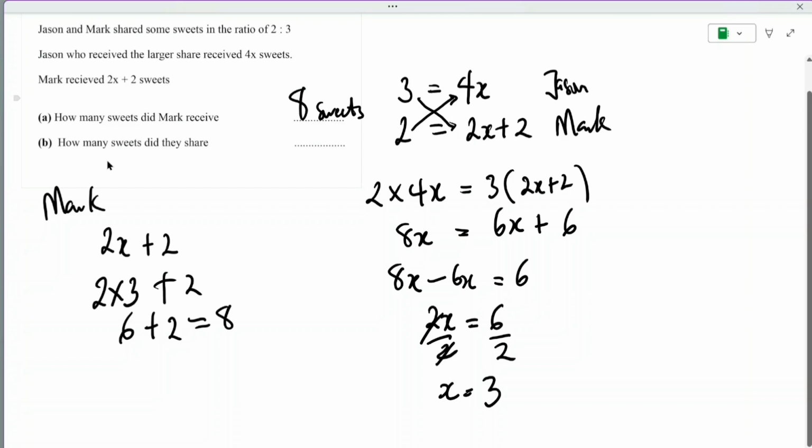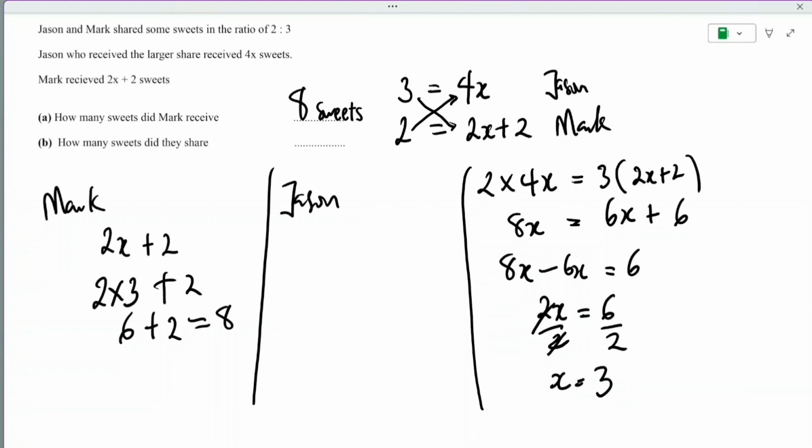Question B says, how many sweets did they share? To know the number of sweets they shared, you have to find Jason's share. Jason's share in algebraic form is 4x. So for Jason, we have 4x, and the value of x is 3. So we have 4 times 3. You change the value of x to 3. And the x is linked to the 4 by times. So you have 4 times 3, that will give you 12. So Jason got 12 sweets.